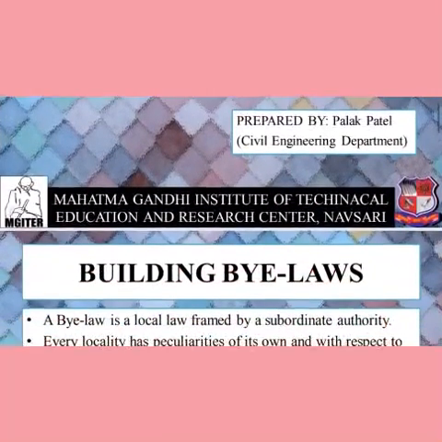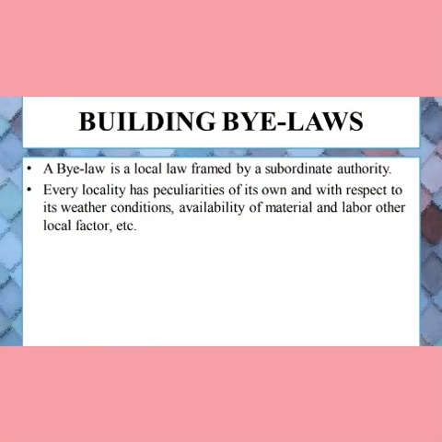So what is building bylaws? Building bylaws is a law which is used to regulate the construction of a building or a structure. By this law, a local authority, meaning a subordinate authority, can control the construction of a building. Every locality has different weather conditions, different availability of material and labor. So bylaws depend on these things.